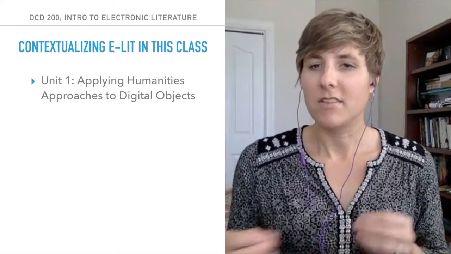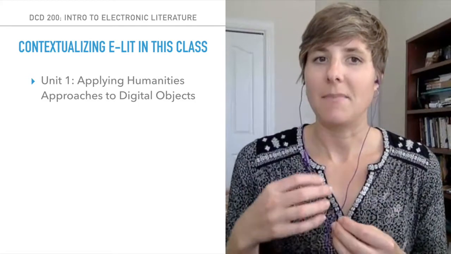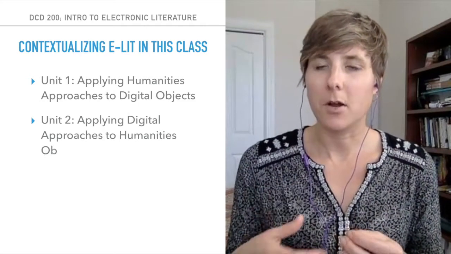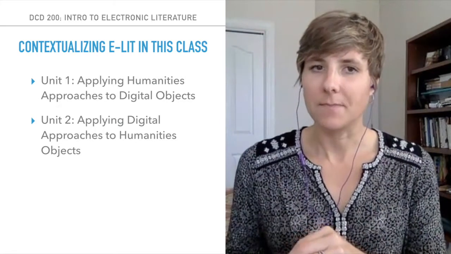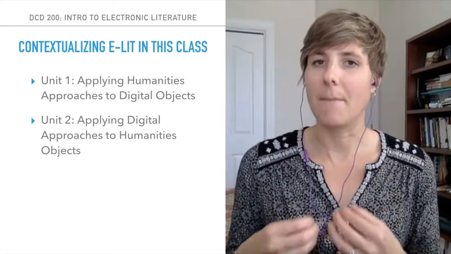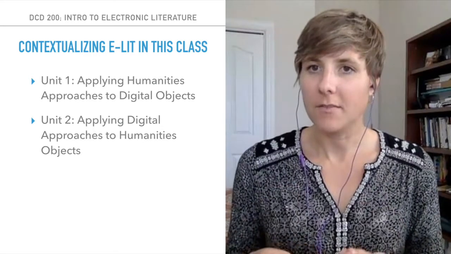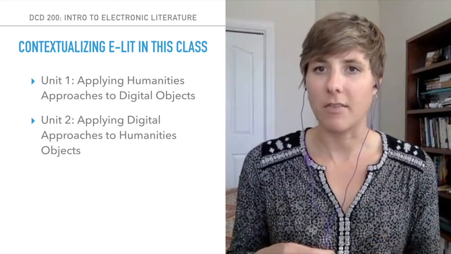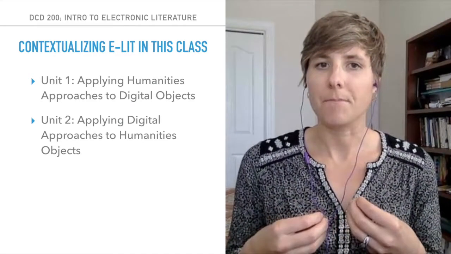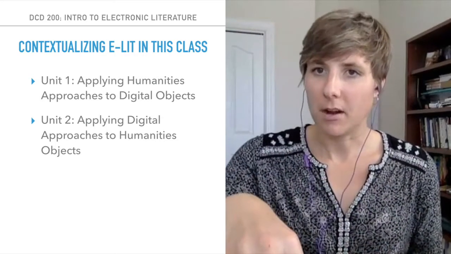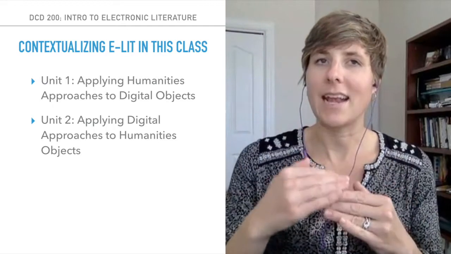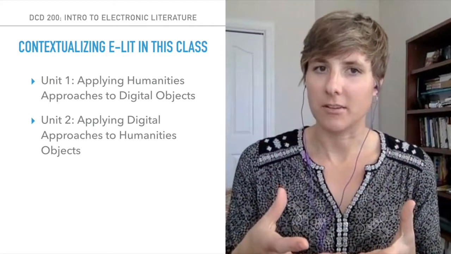Our second model was the reverse of this, and that was taking a digital method or a digital approach, a digital tool, and applying that to a humanities object. For this, we looked at digital archives for saving cultural heritage, for saving literature, for saving cultural histories, and so on. And for that, you all did your recipe markup, right? So creating rich texts for digital preservation.